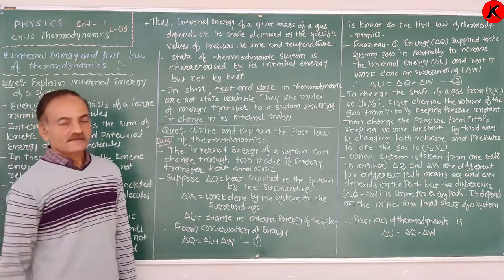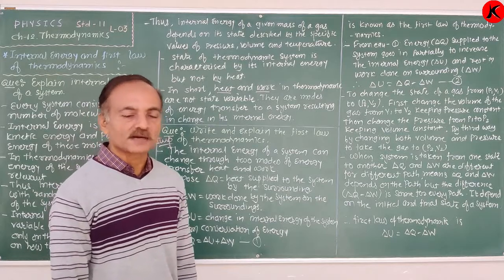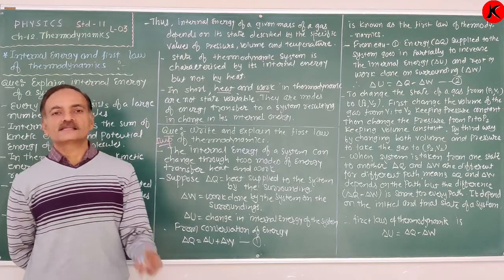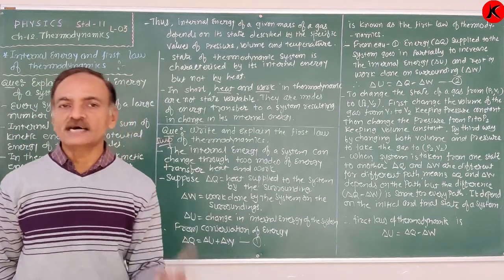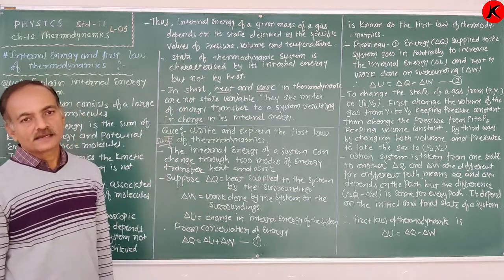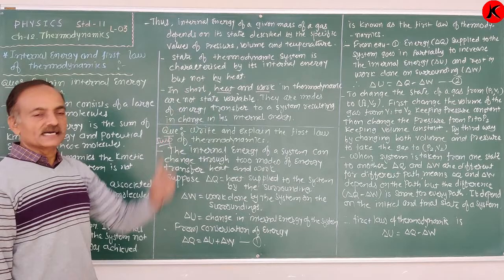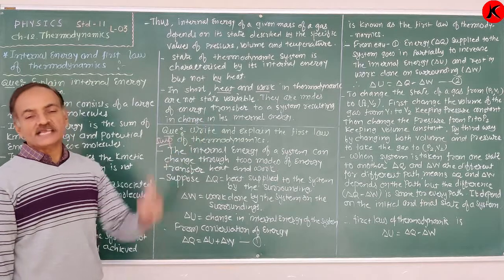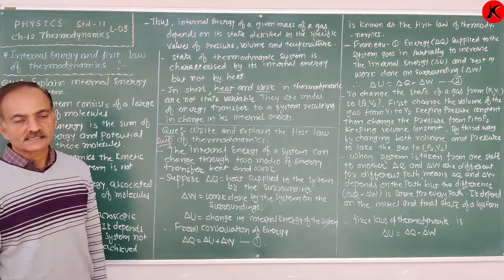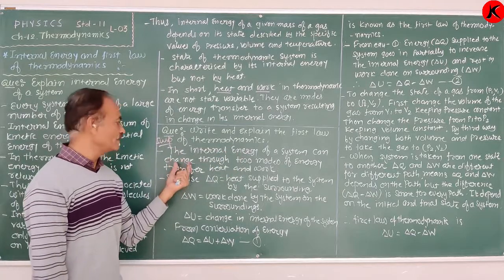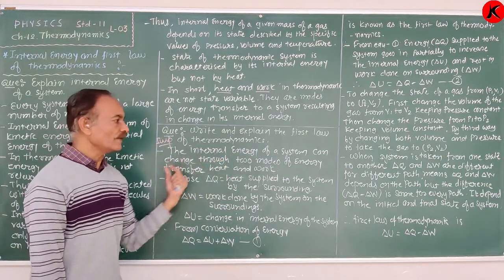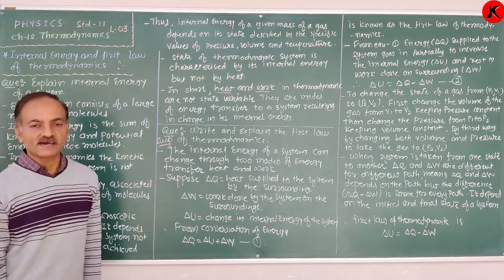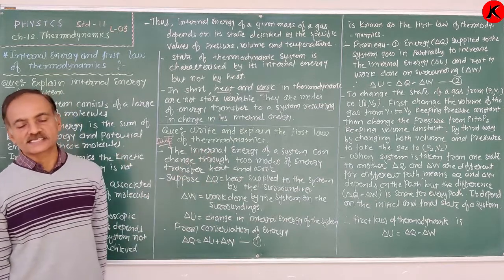Again, we are going to discuss the first law of thermodynamics. The internal energy of the system depends on the heat and work, but heat and work are not state variables. Heat and work are the modes of energy transfer to a system, so as a result the change in internal energy takes place. Therefore, the internal energy of a system can change through two modes of energy, heat and work.